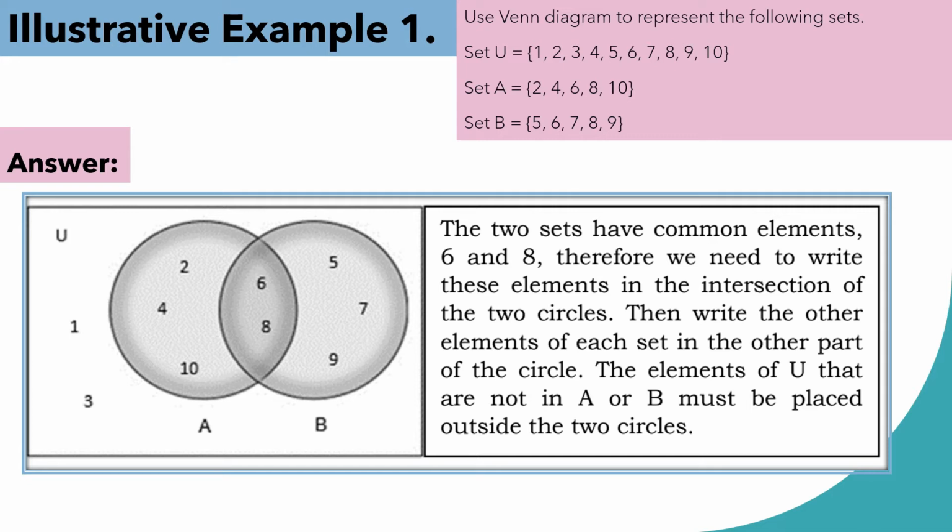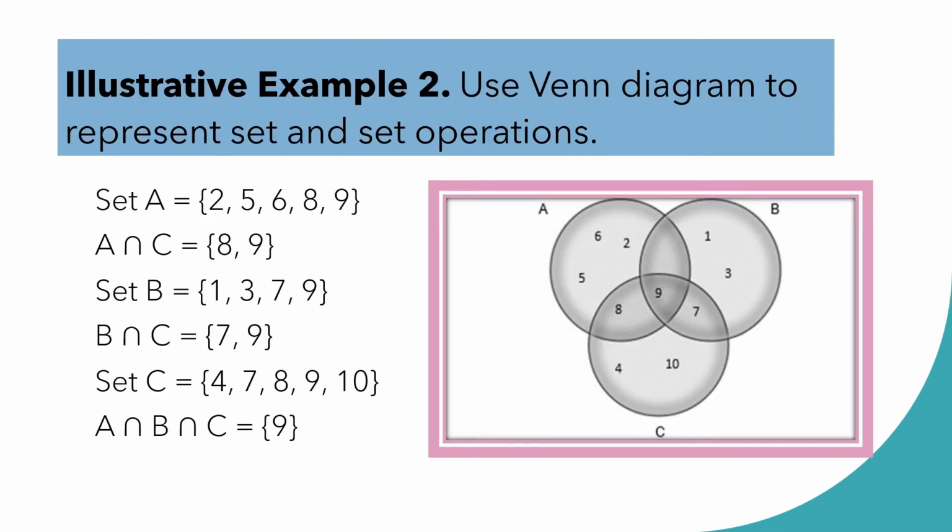Take note of this. When you are making a Venn diagram, you always start with their intersection or with their common element. Let us have this illustrative example number 2. Use Venn diagram to represent set and set operations. So here our given is the Venn diagram.